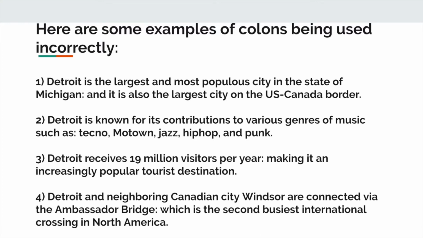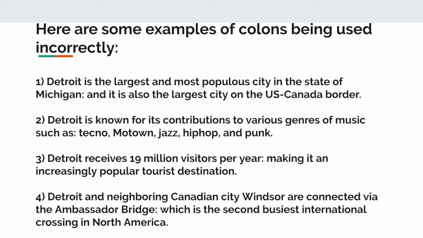For number two, let's take a look at why that's wrong. "Detroit is known for its contributions to various genres of music, such as: techno, Motown, jazz, hip-hop, and punk." This is one of the most classic wrong answers that you might find on a colon question, because it does not have an independent clause before a colon. The "such as" before a colon prevents that clause from being an independent clause, and therefore makes it incorrect. In general, we do not mix "such as" and colons because they do the exact same function. They alert the reader to the fact that you're going to provide examples or show what you mean.